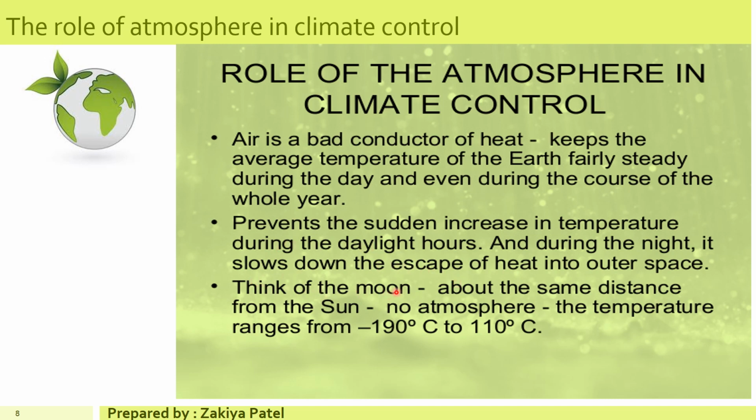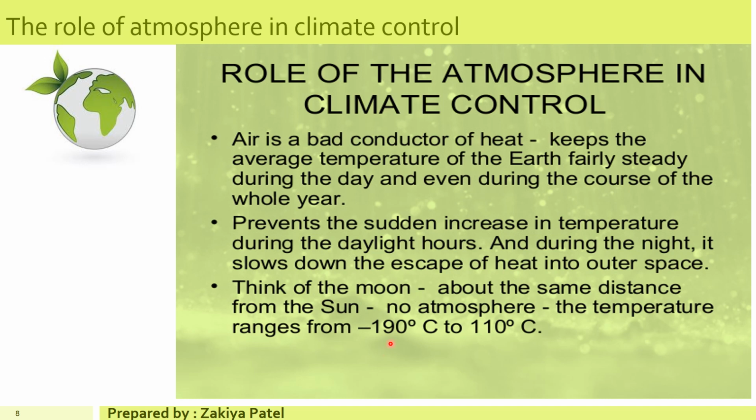Think of the moon. About the same distance from the sun, there is no atmosphere. Yes, the moon is at the same distance as the planet Earth from the sun, but as no atmosphere is present on the moon, the temperature of the moon ranges from minus 190 degrees Celsius to 110 degrees Celsius. Dear students, think over here. Minus 190 degrees Celsius. It is a very, very, very cold temperature.